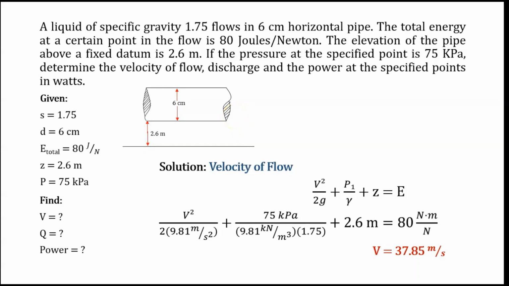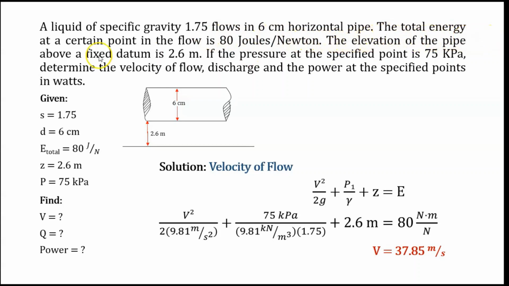Everyone! In this video, we will solve a problem regarding the fundamentals of fluid flow. A liquid of specific gravity 1.75 flows in a 6 cm horizontal pipe.